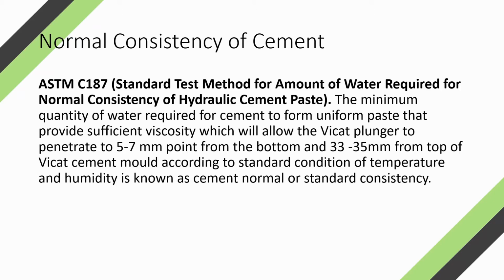The minimum quantity of water required for cement to form uniform paste that will provide sufficient viscosity which allows the Vicat plunger to penetrate 5 to 7 millimeter point from the bottom and 33 to 35 millimeter from the top of the Vicat cement ball. So yung Vicat cement ball natin has a height of 40 millimeter, according to standard condition of temperature and humidity, is known as cement normal or standard consistency.